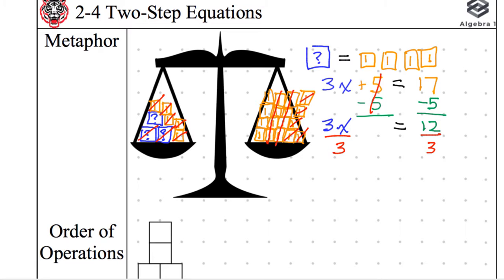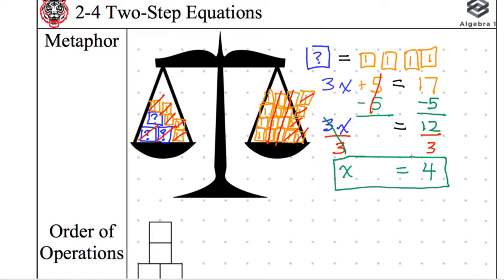When I divide both sides by 3, these 3's cancel each other out, and I'm just left with x. 12 divided by 3 is 4, and I get my final answer, x is equal to 4, which is equivalent to what we saw up here. This question mark block was equal to 4 kilograms. And of course, my final answer, I always box.